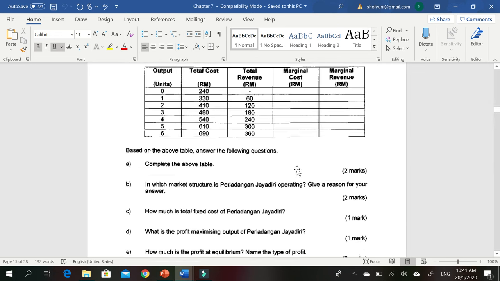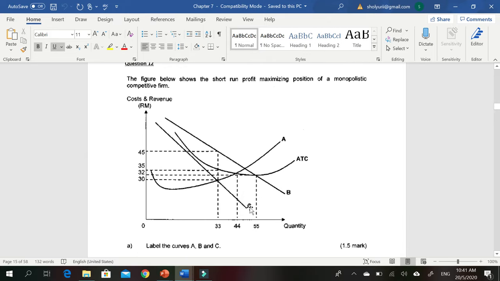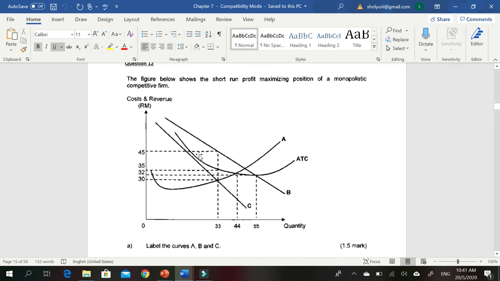Okay, alright. So yang ni ha, tengok dia tak label pun. Dia suruh awak label kan? Label A, B, C. You have two yang turun ke bawah. Ini betul lah, saya tak ajar lagi. It's okay. Tapi what is C? What is B? Mana satu yang duduk dalam? Mana satu yang duduk luar? C is MR. B is AR. AR is also equals to P, also equals to demand.